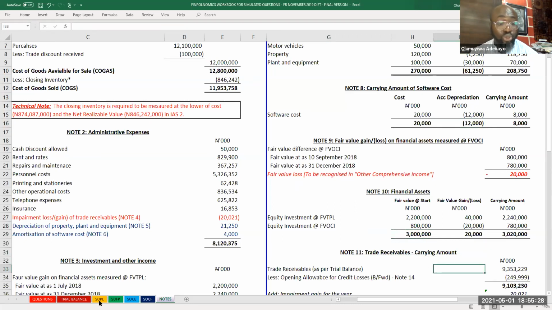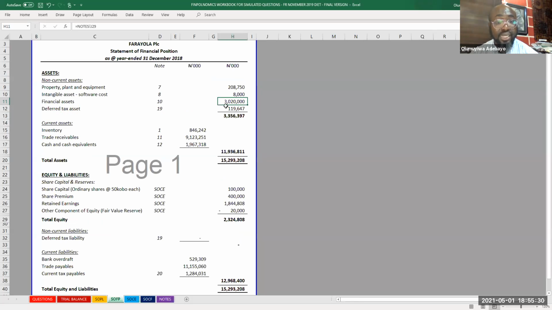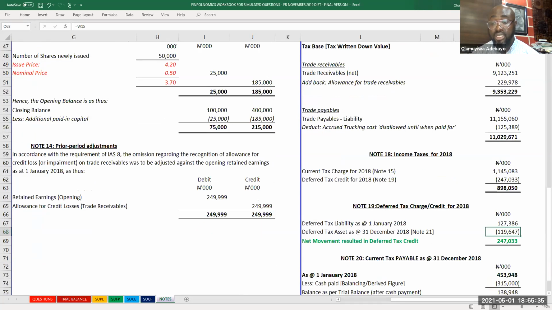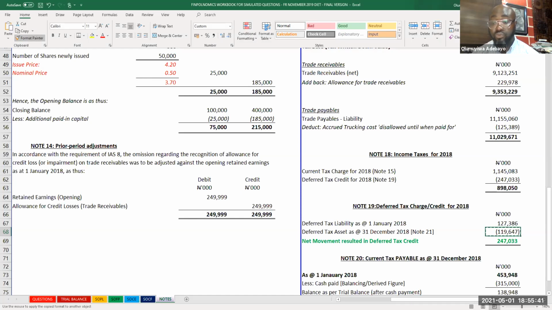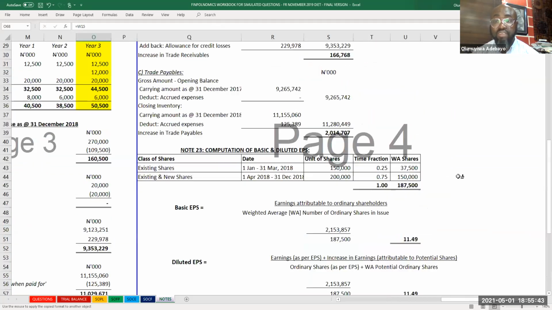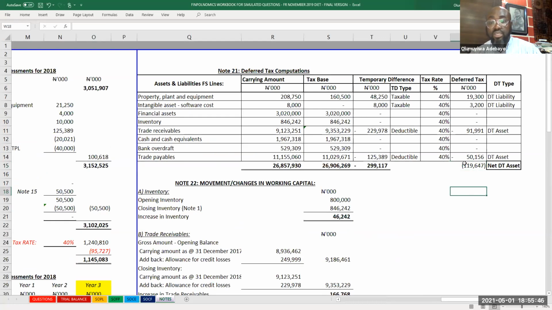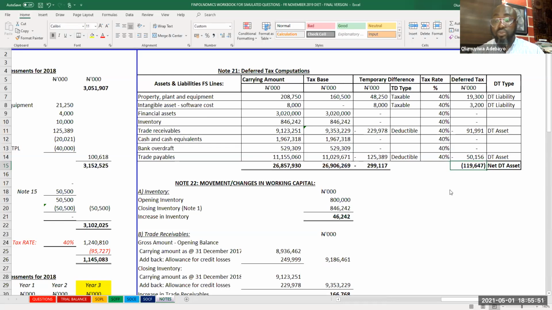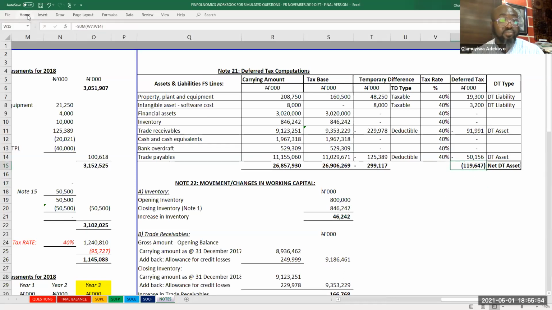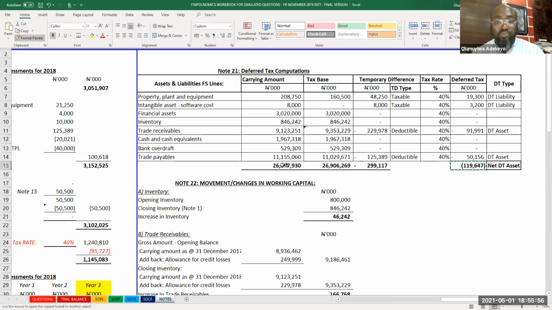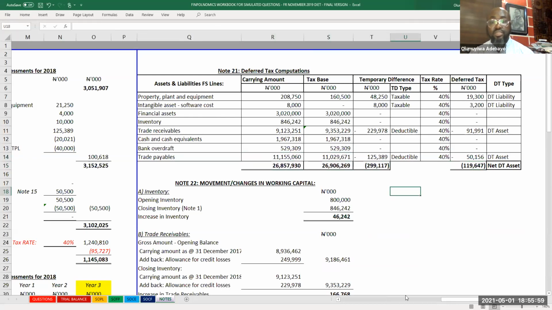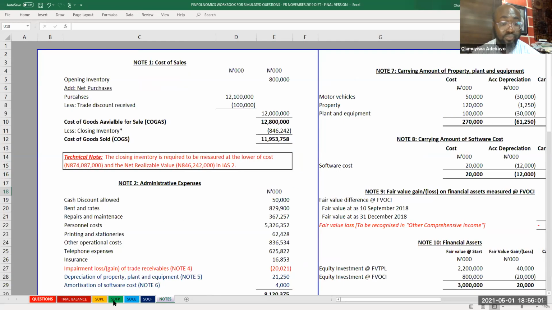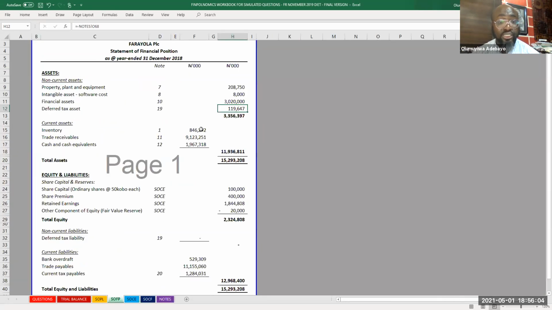Okay, now, next one is deferred tax assets. Deferred tax asset is what flows from what we just completed the other time, and which is the amount we derive from here, which you can all see. Okay, deferred tax assets. Okay, next one in our balance sheet is inventory.